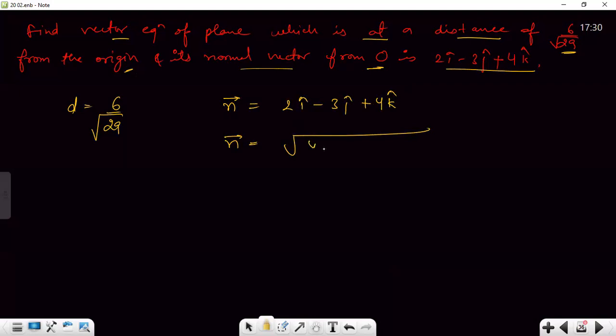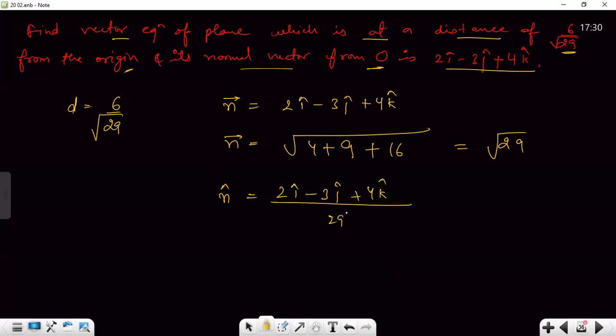Square root of 2 square is 4, minus 3 square is 9, plus 4 square is 16. 16 and 9 is 25, and 25 and 4 is 29. No, it's not a unit vector. So its unit vector will be 2i cap minus 3j cap plus 4k cap divided by square root of 29. So that's the normal vector.